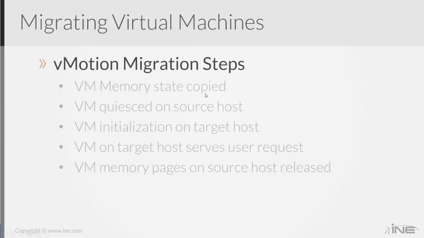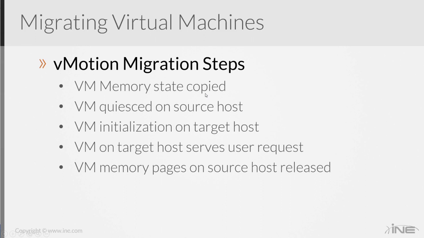Next here, I have the different migration steps for a vMotion operation. In step one, the virtual machine memory state is copied over the VM network. The VM network is basically a VMkernel port that is configured on our ESXi host, and it's enabled for vMotion traffic. But once we get to our demonstration module, I'll get into the details of that.